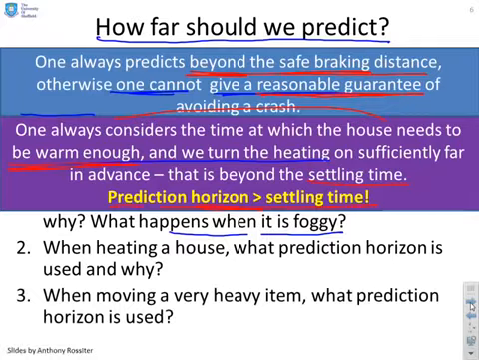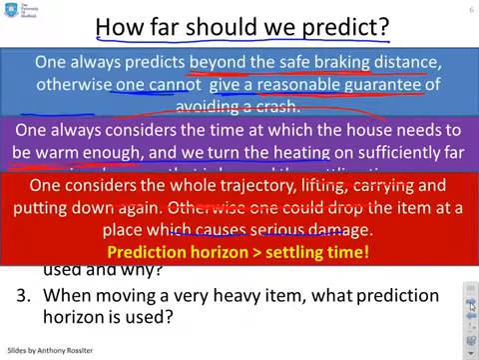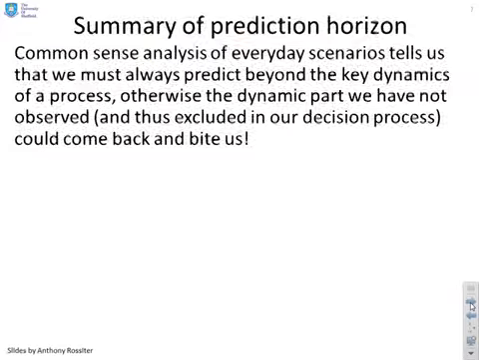If you're moving a very heavy item around the house or the garden or something like that, what prediction horizon are you going to use? Well, again, what you do is you consider the whole trajectory: the lifting, the carrying, the putting down again. Because if you don't, you might drop the item at a place which causes serious damage to you or something else. And again, you see the prediction horizon has to be greater than the settling time.